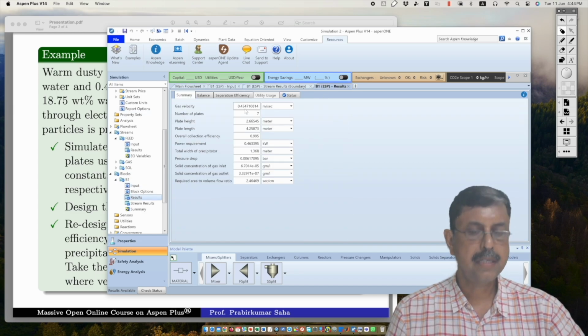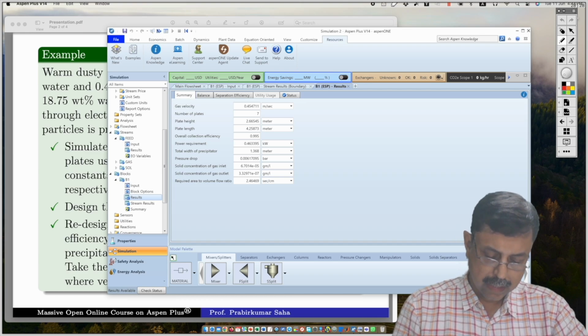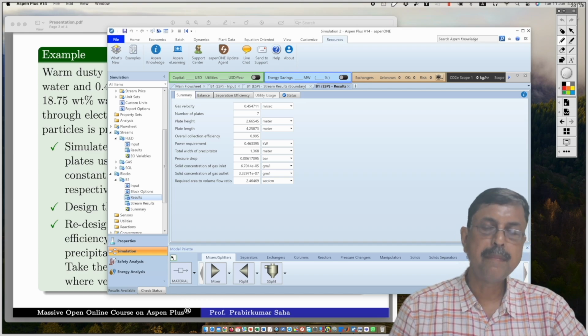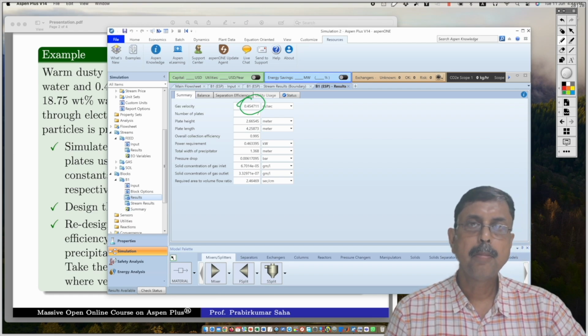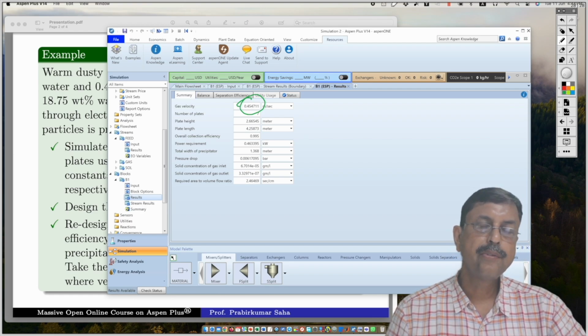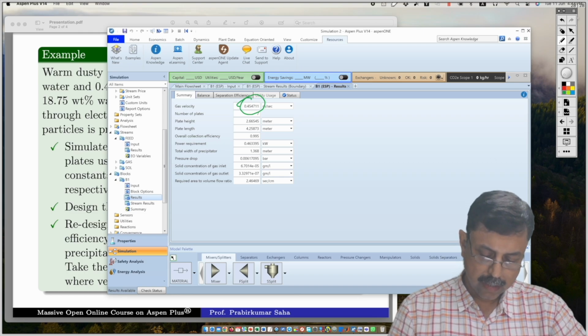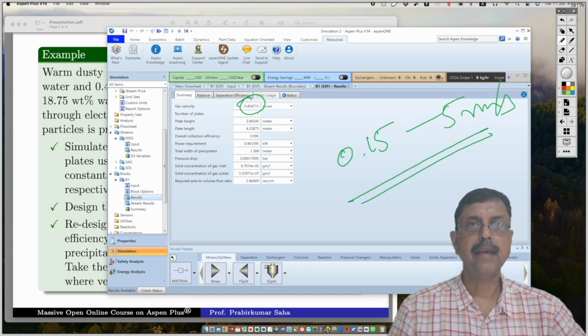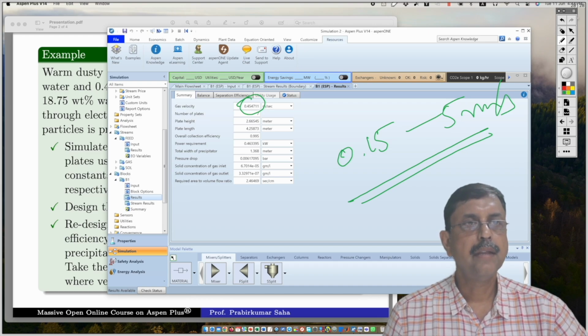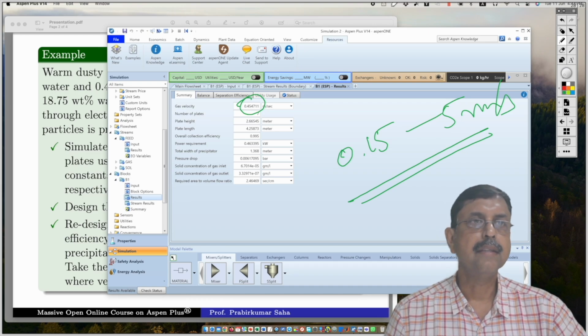The gas velocity is coming down to 0.45. Now you might remember the gas velocity has come down below 1, but for the Deutsch and Swarovski model, your range is from 0.15 to 5 meter per second. So their range is higher. So it is still within the range.